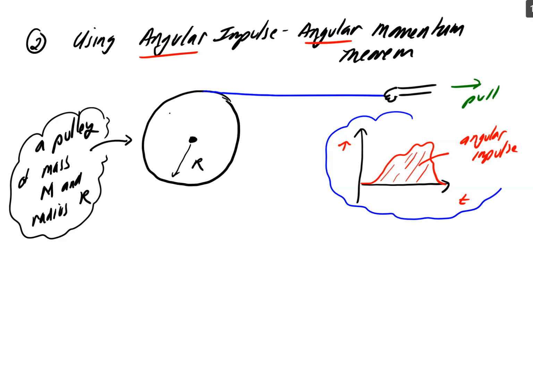And what we see here on this graph is your torque over time, and so the area under the curve would be the angular impulse, and we don't have a symbol for that. I want to know what would be the angular momentum of the disk after your pull. And then maybe, if I know the mass and the radius of the pulley, I might ask what would be the angular velocity.